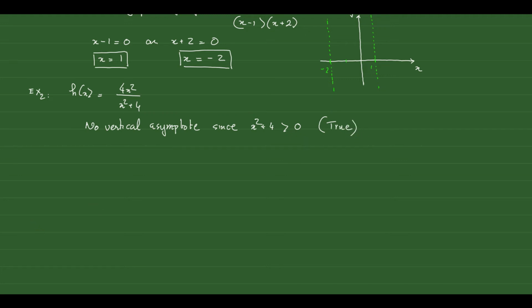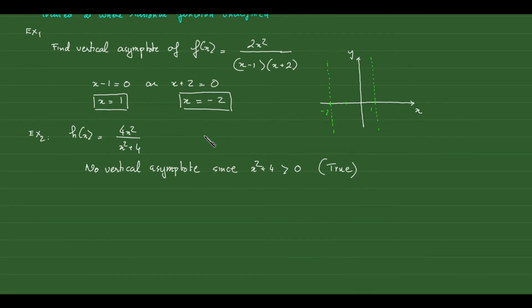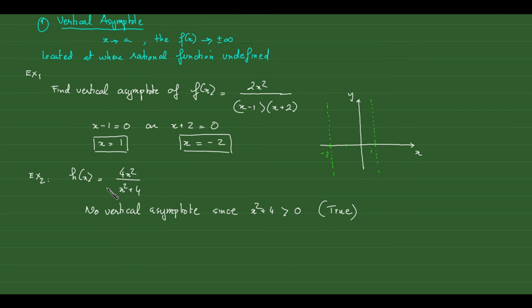So no vertical asymptote. Pretty easy. Finding vertical asymptotes could be very easy. You just look at the denominator. And of course, in order to find them, you must be able to factor them out. If it's not factorable, then you can still find it, but it's a hard time. For example, in this case right here, you have to factor them out.